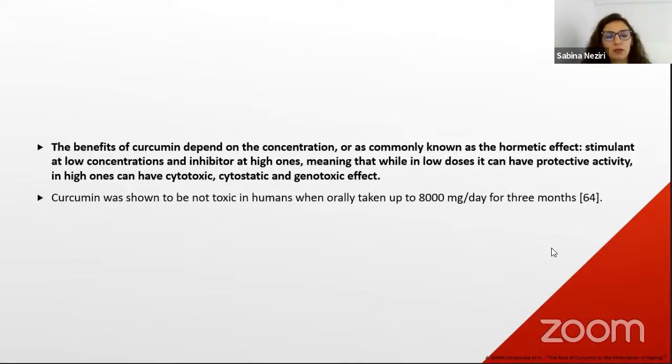And it has been shown that curcumin is not toxic to humans. It can be taken orally up to 8,000 milligrams per day for 3 months without any side effect.